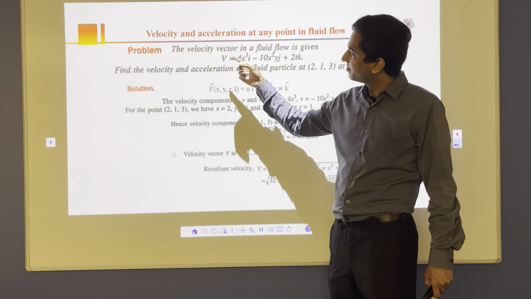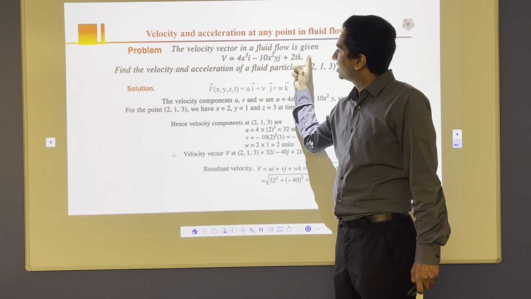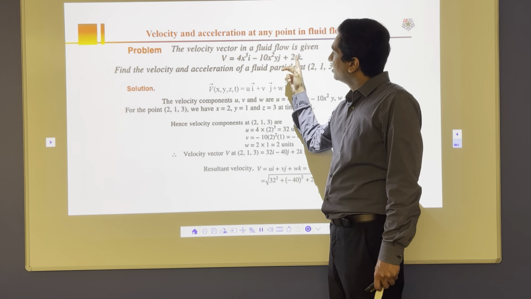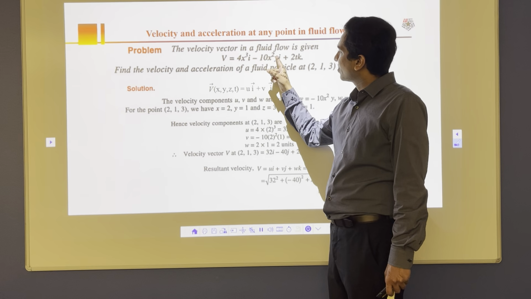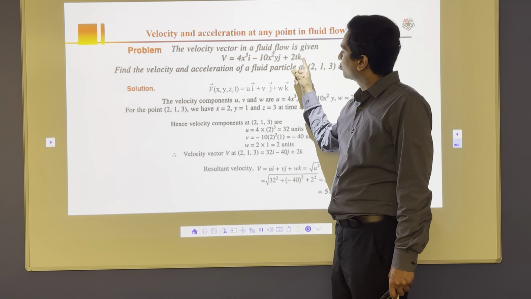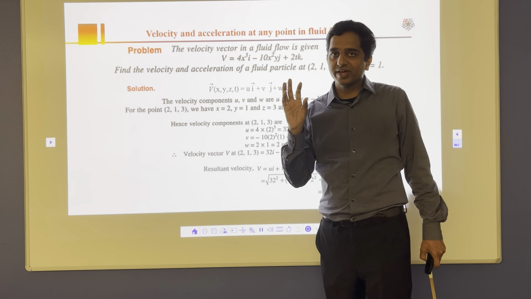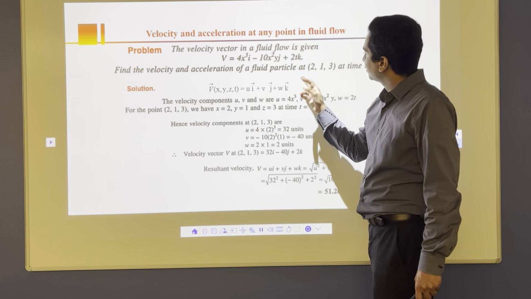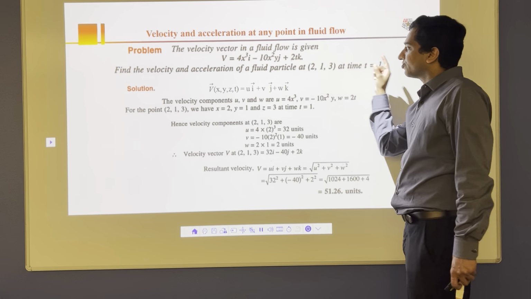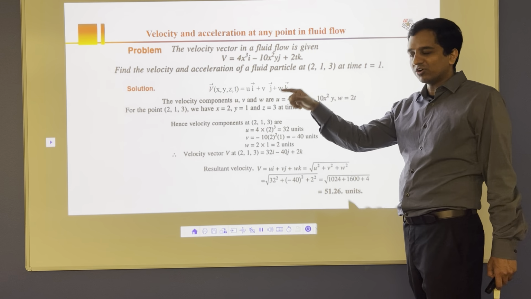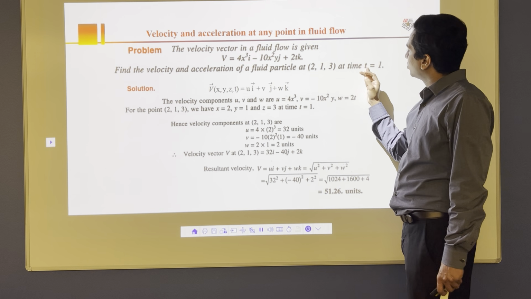So in this kind of problem, the equation for the velocity profile is given. So there is some object and it has some velocity. This one is 4x cube i, minus 10x square y j, and plus 2t k. That's the equation. Based on that equation, I want to know what is the acceleration, what is the velocity at this point. So this particle is moving and it reaches this point 2, 1, 3 in the Cartesian coordinate system at t is equal to 1.